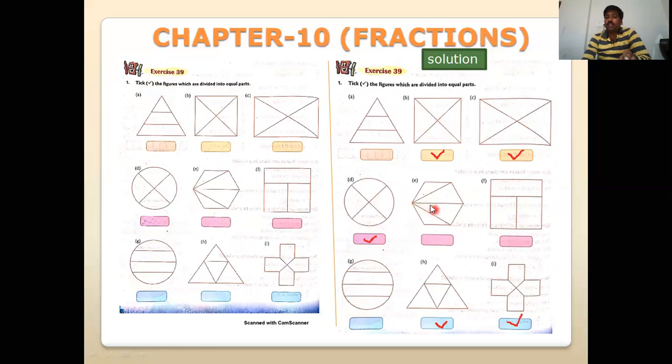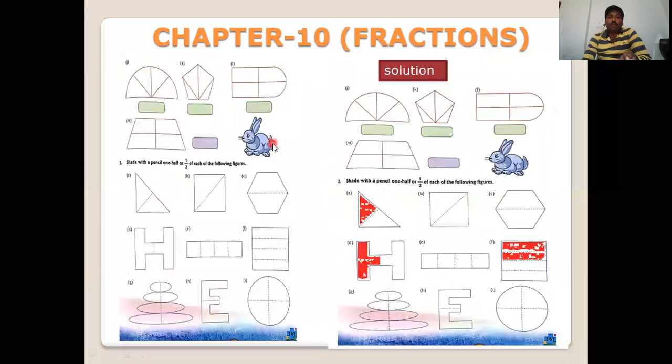But here we see these parts are not equal to each other, not here, not here, but here we see four equal parts, 1, 2, 3, and 4. So this is your answer. This is also your answer. Okay, this is very simple to solve. And now this is another question, and we can solve this type of question also.